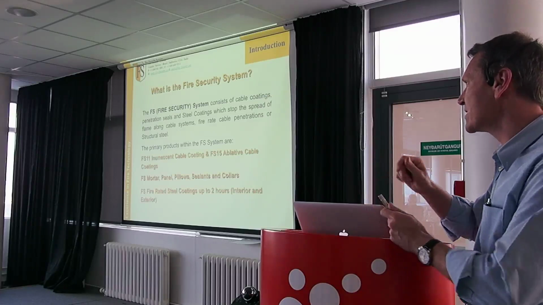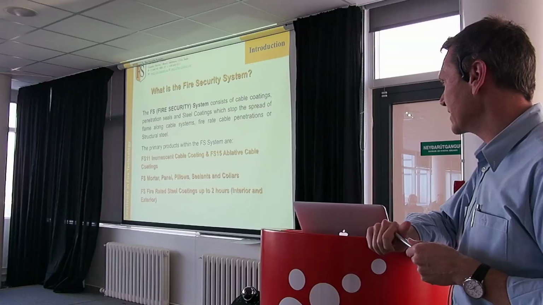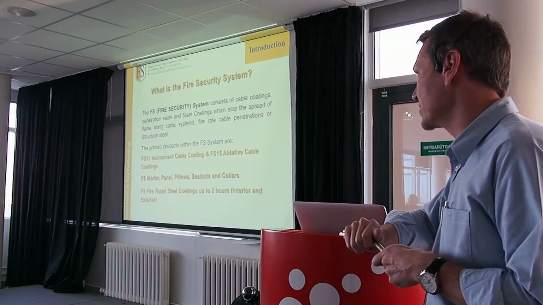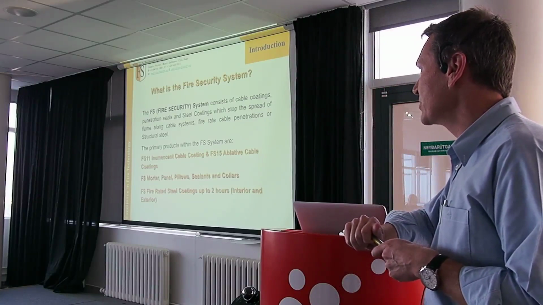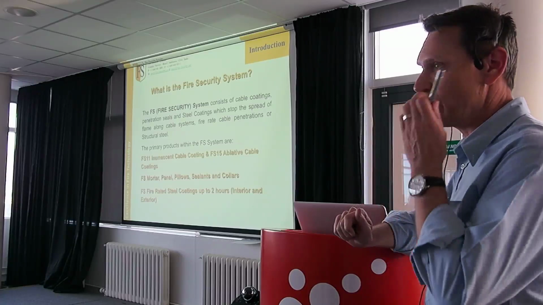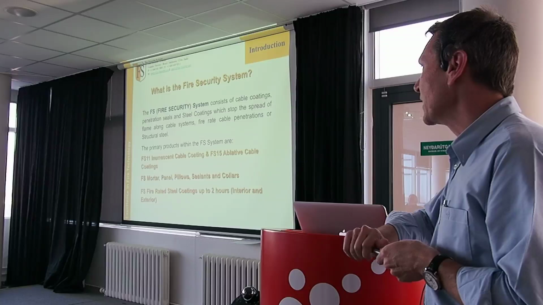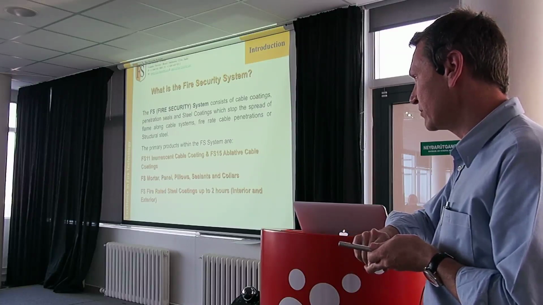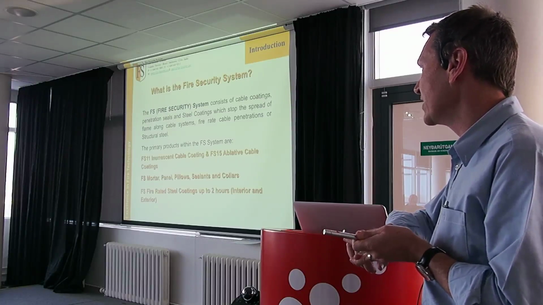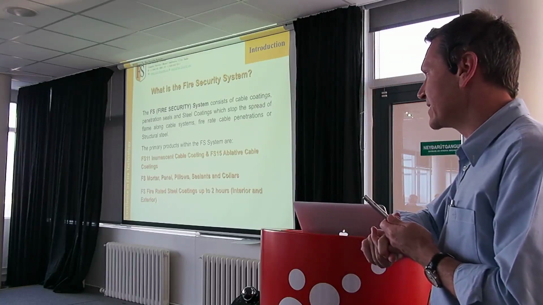So what are we and what is it? The fire security system consists of cable coatings, penetration seals, and structural steel coatings. Not high temperature coatings, just structural steel, which stops the spread of flame along cable systems, fire-rated cable penetrations, and structural steel. Structural steel now up to 4 hours. The primary products within the FS system are FS11 and FS15 cable coating, FS mortar, panels, pillows, sealants and collars, and fire-rated steel coatings now up to 4 hours. We've just finished our UL tests for 4 hours for interior and exterior applications.